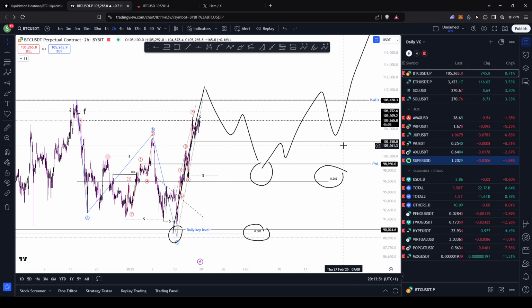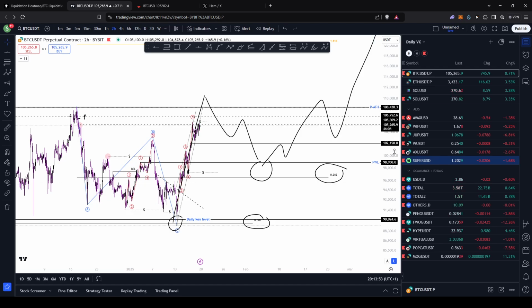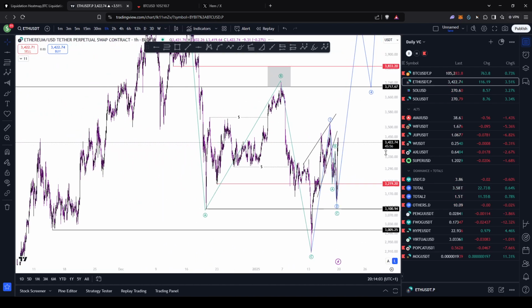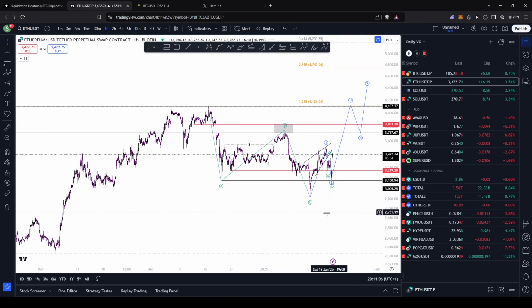Well, on everything, like stocks, the USD, and so on. Let's move on to Ethereum. So Ethereum is very interesting.